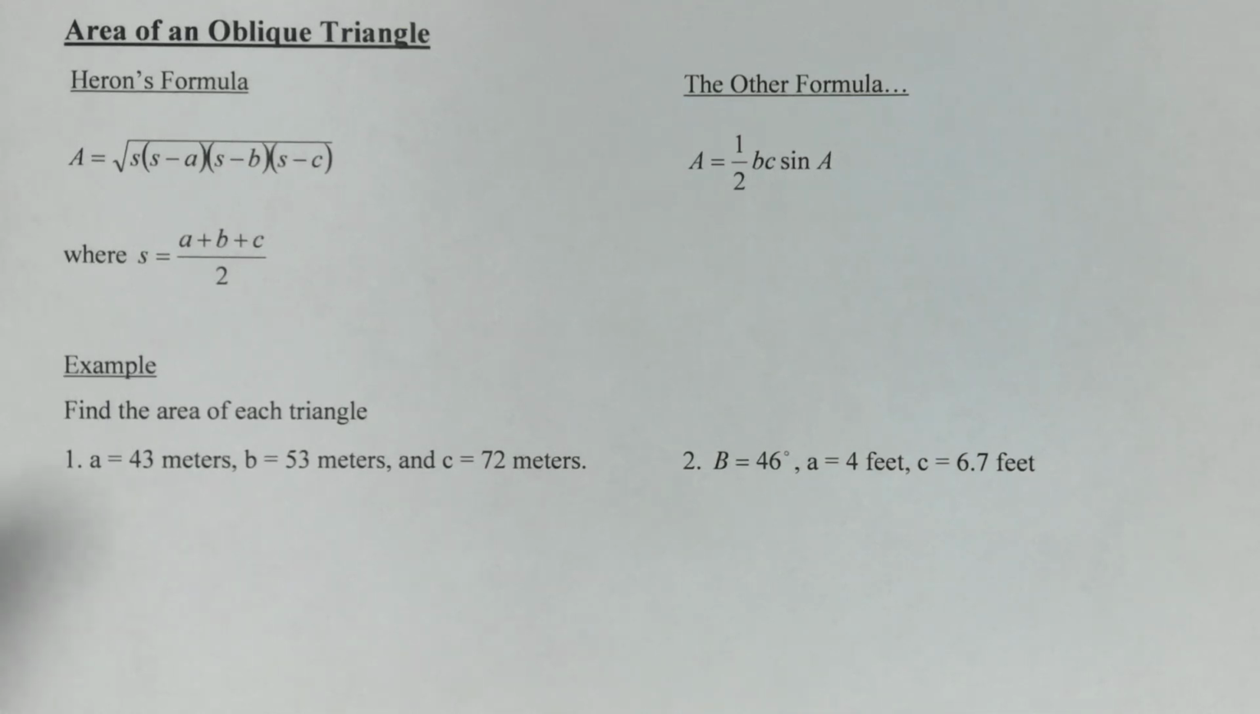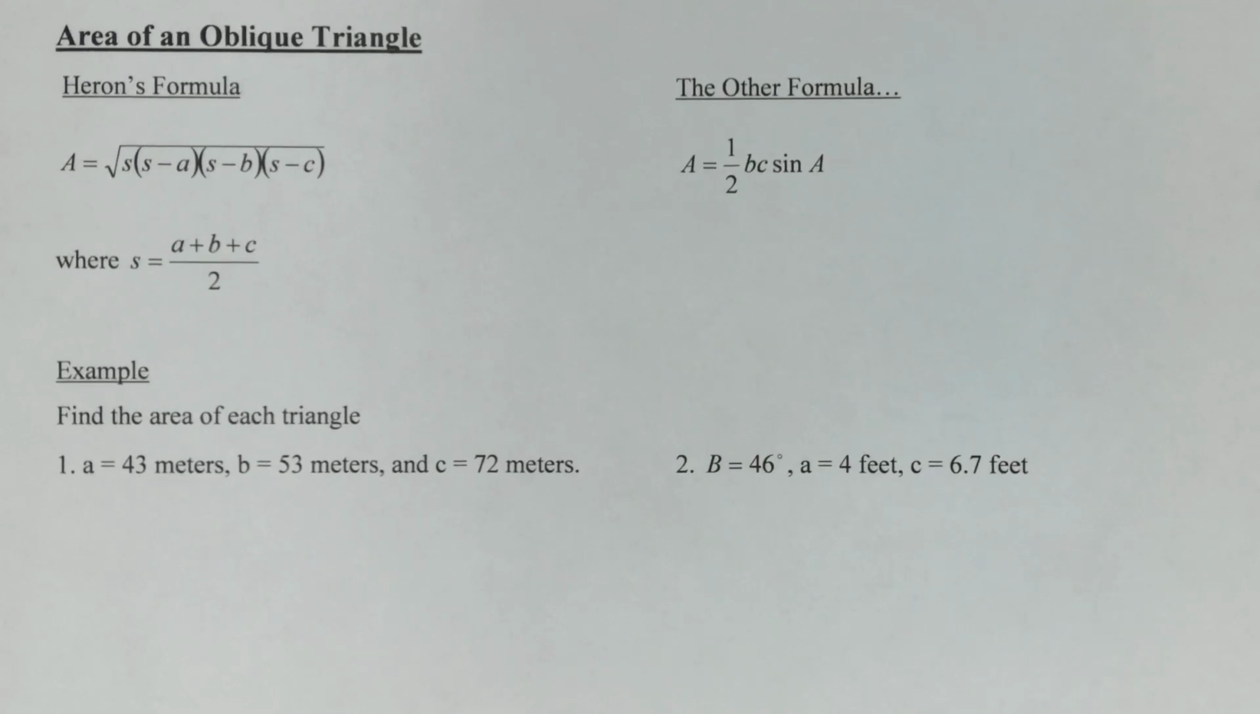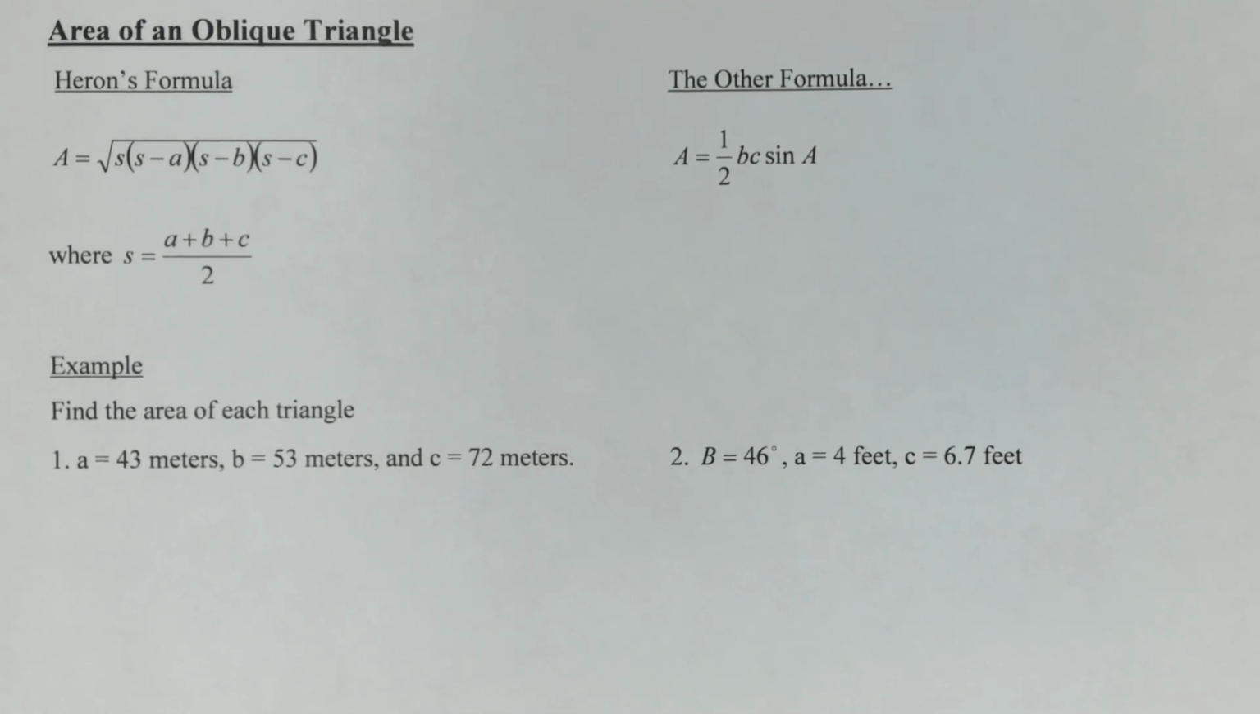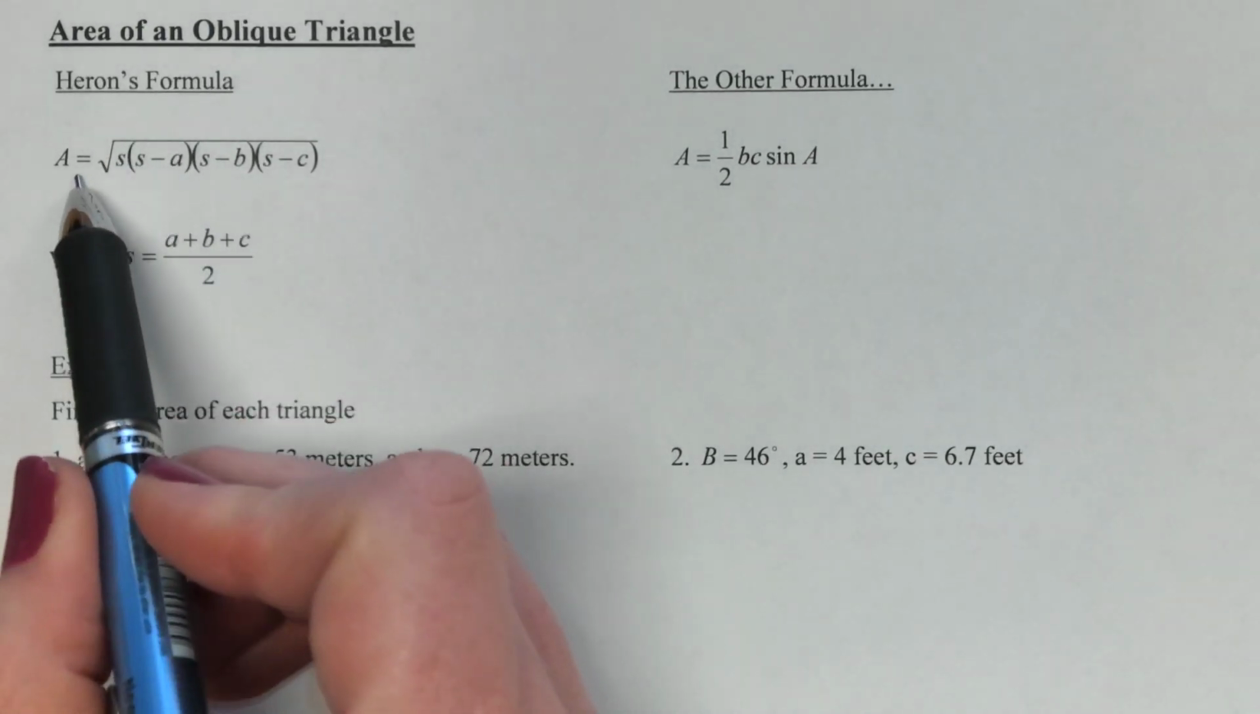All right, this is area of oblique triangles. In the past, the area formula that you had was base times height divided by 2, or 1/2 base times height, and that worked most of the time for most of the triangles that you were finding. In our case, we aren't always given the height, and sometimes we're getting angles too, so we had to come up with some different ways in order for us to figure out area of oblique triangles, so triangles that don't have a right angle. So the first formula is called Heron's formula.